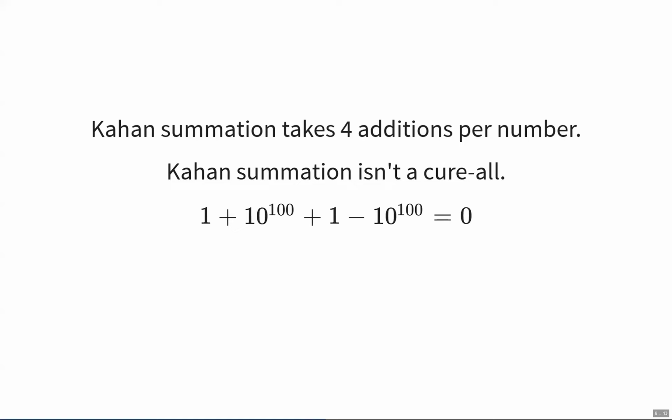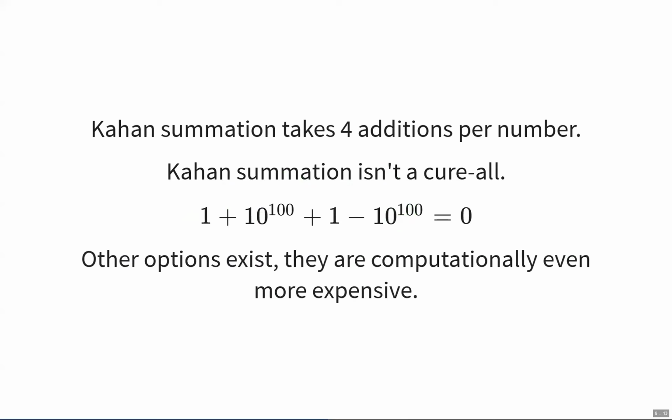If you have something like 1 plus huge number plus 1 minus huge number, you will still get 0 with Kahan summation. The issue is that Kahan summation, to not be completely insanely expensive to compute, assumes that your running sum is meaningfully bigger than what you will add next, which here isn't. So it will fail. Now, you can fix this. There are modified algorithms for adding floats that deal with this. They are even more expensive.